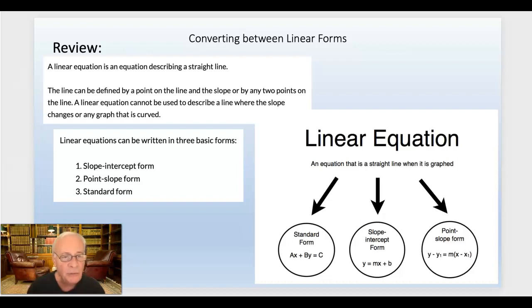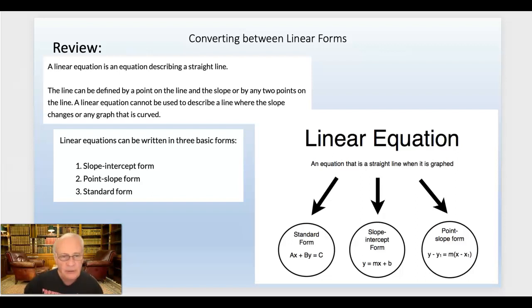Again, a linear equation, what is it? What does it mean to be linear? Again, it describes a straight line. When you graph it, you get a straight line. Now, it can be defined by a point on the line and the slope, or it can be defined by any 2 points on the line. 2 points make a line, okay? A linear equation cannot be used to describe a line where the slope changes or any graph that curves at all. That's not linear, okay?